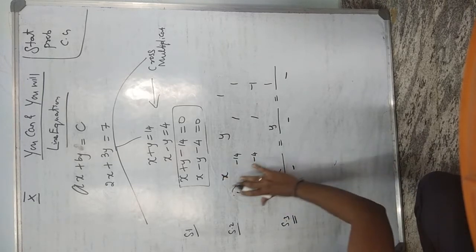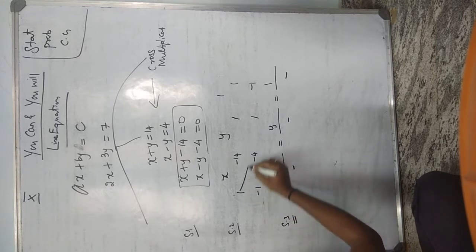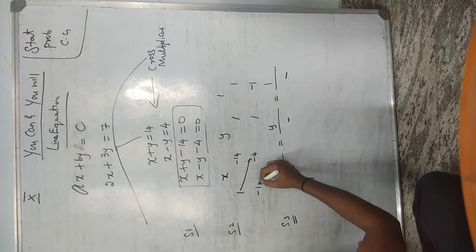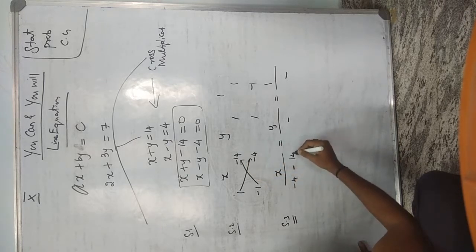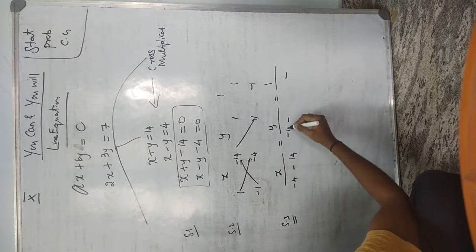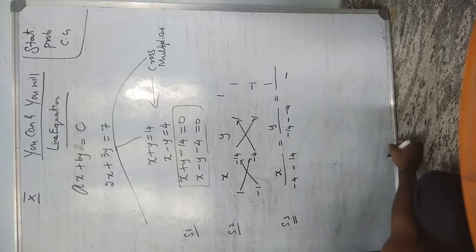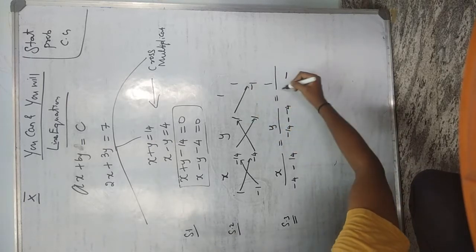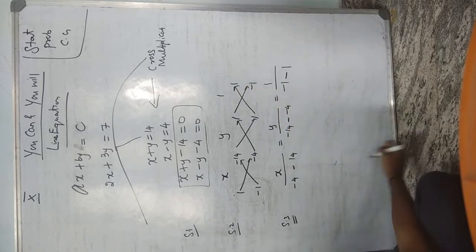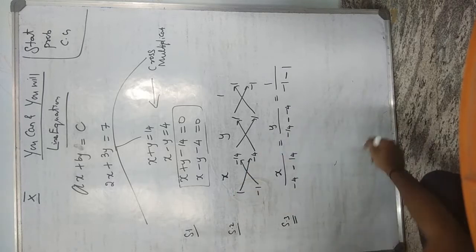Now, just multiply and put. What's the multiplication from left to right? 1 into -4, -4. -1 into -14, 14. -14 into 1, -14. -4 into 1, -4. 1 into -1, -1. 1 into 1, 1. Just multiply. Center minus for all the sums. Just multiply from left to right.